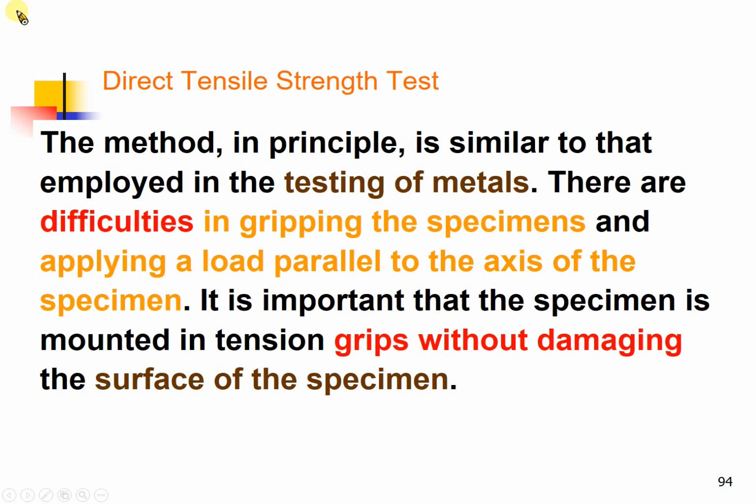If you want to measure the tensile strength of a metal, you will do the same testing. But for a rock specimen, that will be more difficult than for metal. The most important thing is that you cannot damage the rock specimen when you pull it apart and apply the holder to hold it. For metal, you don't really have this kind of difficulty.